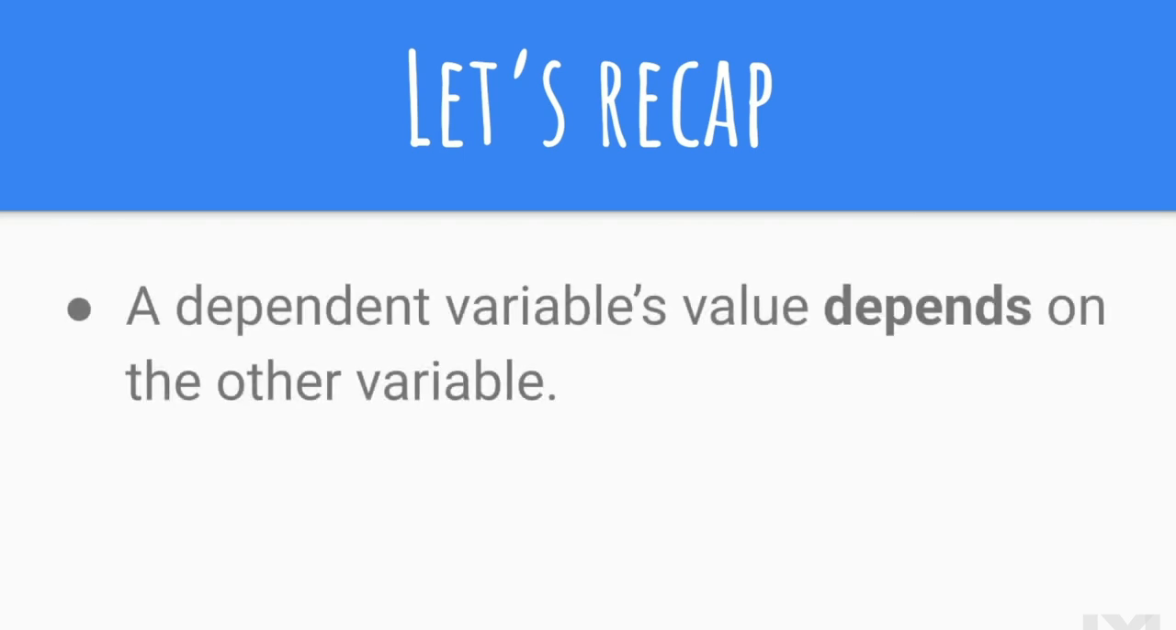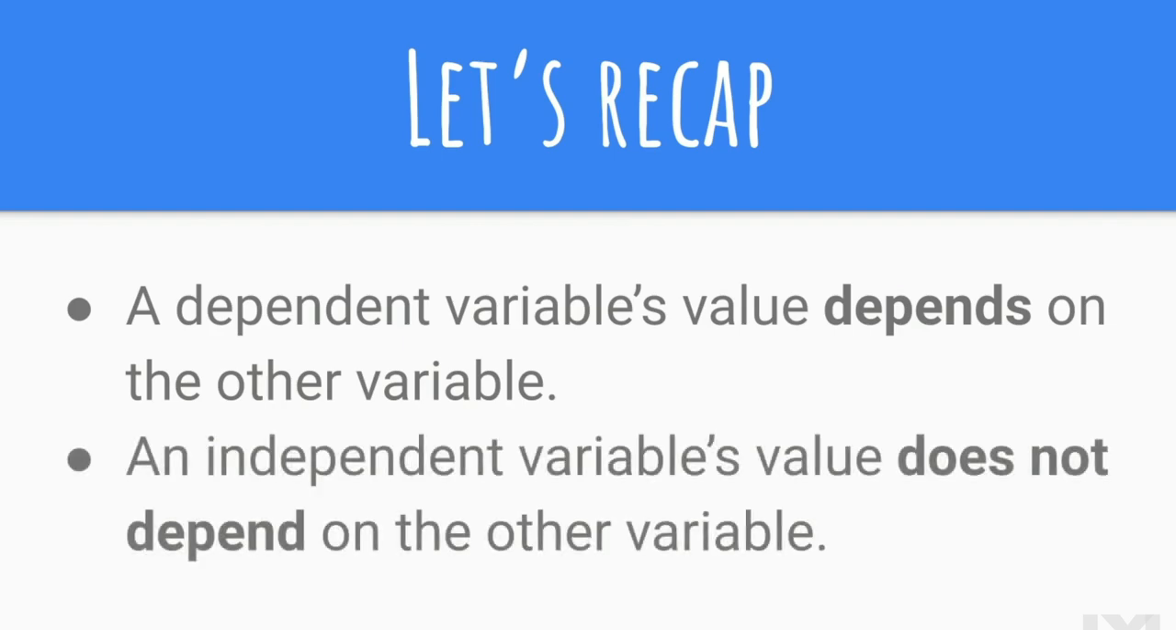Now, let's recap. When solving word problems with both independent and dependent variables, identifying each type of variable will help you to understand the relationship between the variables. Remember, a dependent variable's value depends on the other variable, and an independent variable's value does not depend on the other variable.